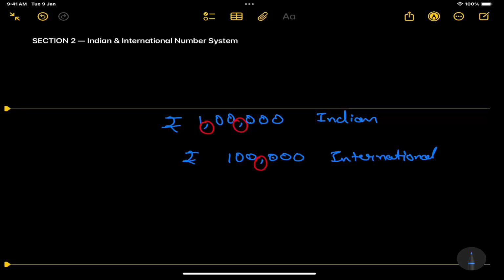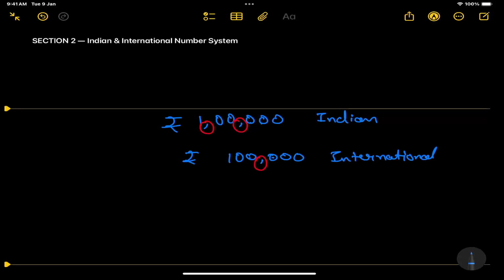But the next comma in Indian number system comes after every two digits. When we skip two place values, we get a comma. But in international number system, it will be after every three.